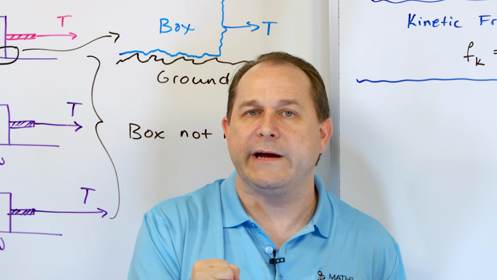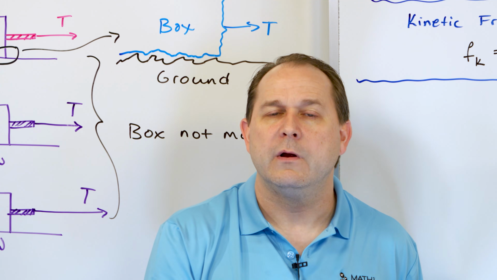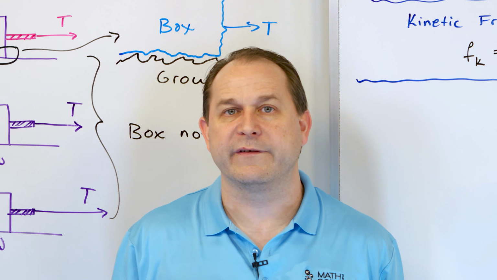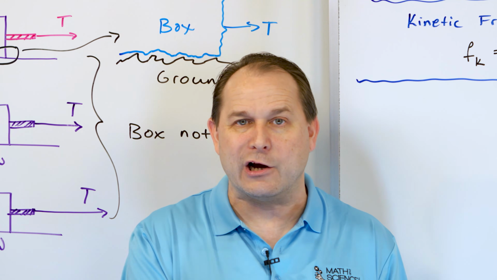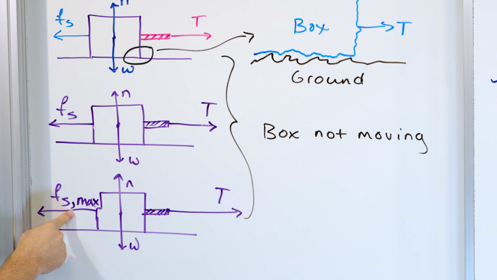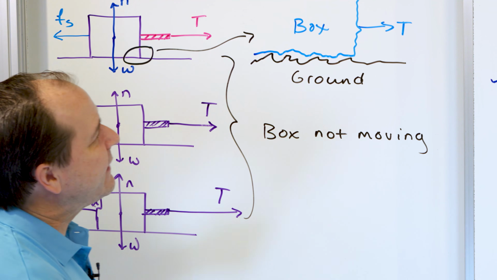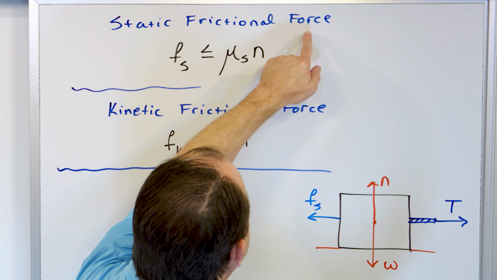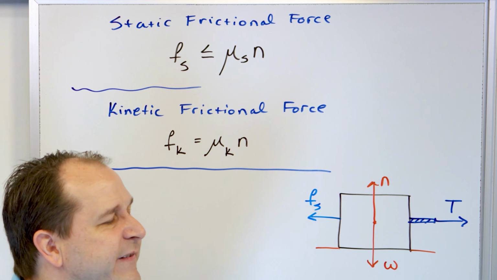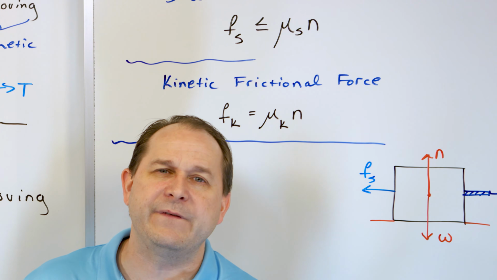But until that point, it's able to resist your pull exactly Newton for Newton. Pull a little bit more, then a frictional force a little bit higher, and a little bit higher, until the breaking point is reached. That is the maximum static frictional force. One little Newton or nanonewton higher than that, then the box begins to move. That is why the static frictional force equation has a less than or equal sign to it, because the static frictional force is something that can change. It's not just a fixed number.